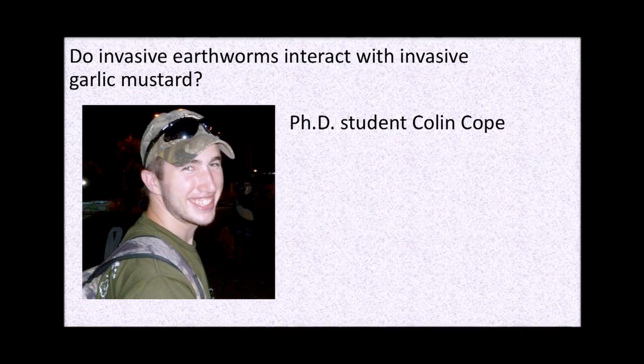And this is work that's being done by a graduate student in my lab, Colin Cope. Colin comes to us from Pennsylvania. And he noticed that there's a lot of information in the literature about garlic mustard, how poisonous it is, but there's no information really about whether it might interact with invasive earthworms. Have any of you heard that we actually have no native earthworms in northeastern Ohio? A few of you have, yeah, but many people might be surprised to learn that we actually don't have any native earthworms in our region. And why might this be, you might ask?